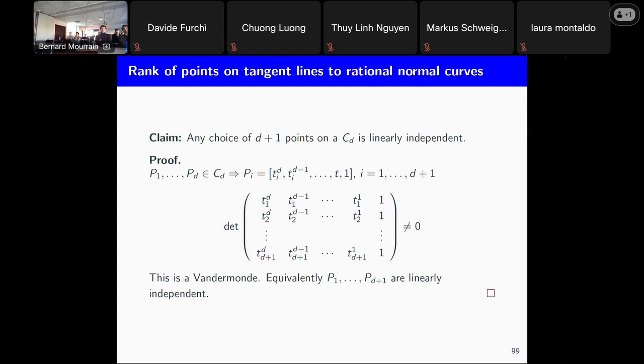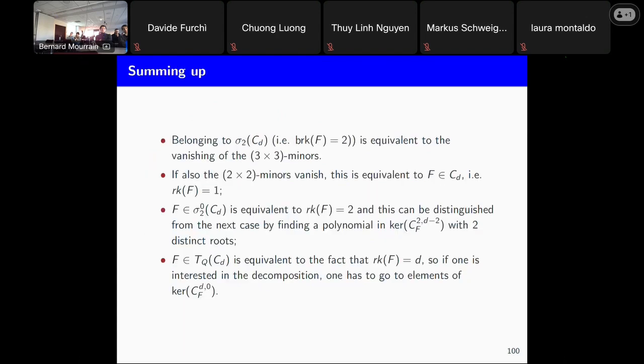But if I take any hyperplane through my point, it will hit my curve in d points. So I have a presentation of my W tensor as a sum of d-th powers of linear forms. And I prove that it cannot be d minus 1. Okay. So now I know what to do if I have a point of border rank 2.